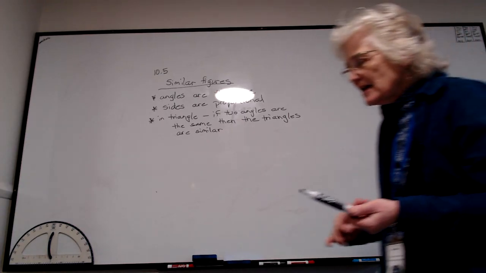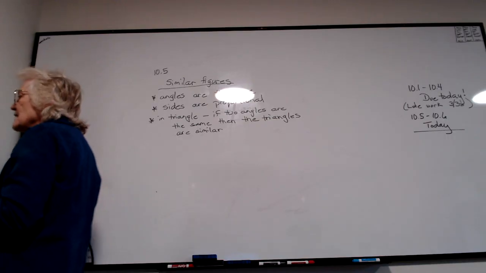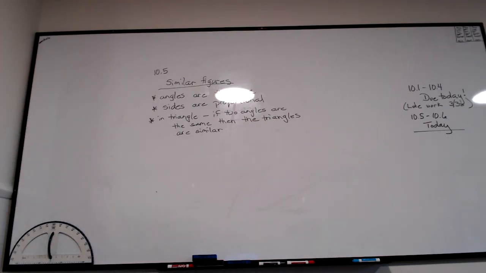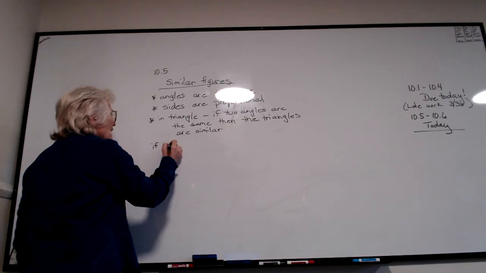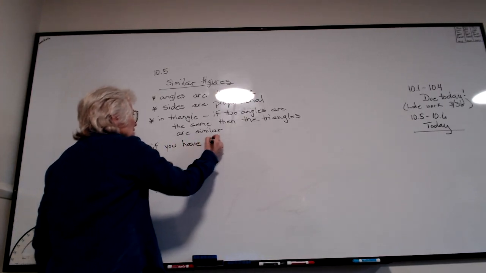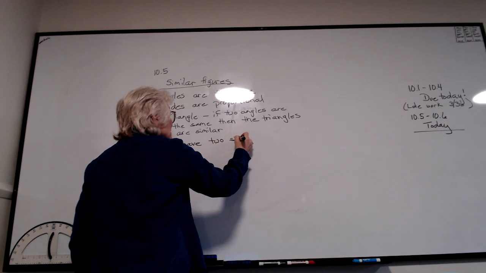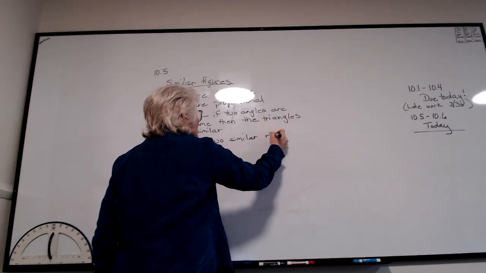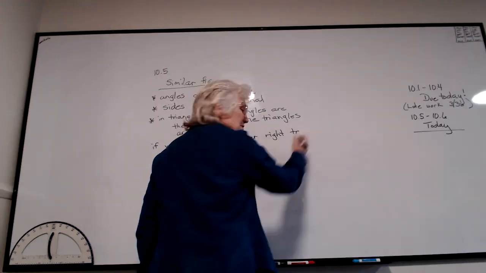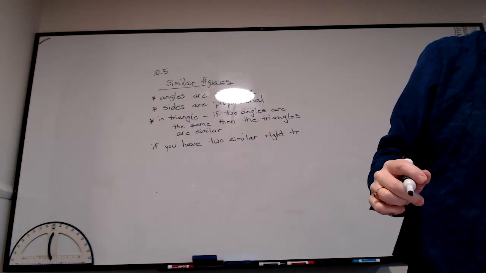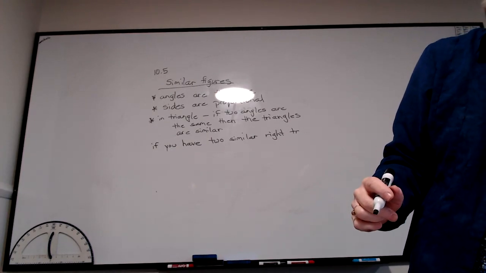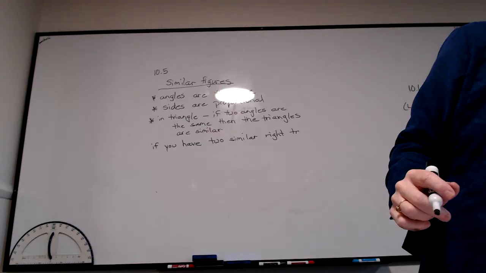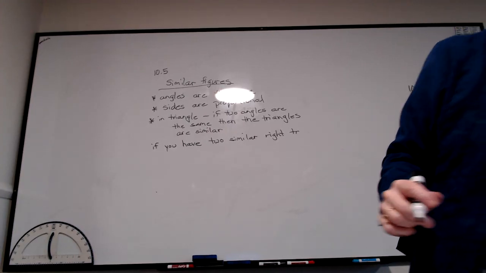So in 10.5, we're just adding another similar one. I think I mentioned it to you a long time ago, almost 2 weeks ago. It is if you have two similar right triangles. Is it right or is it just regular triangles? Just a minute, I might have to see something. Oh no, it's any triangle.